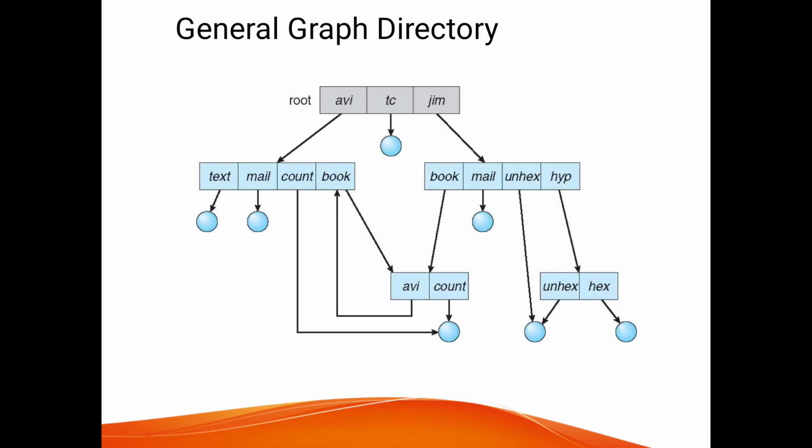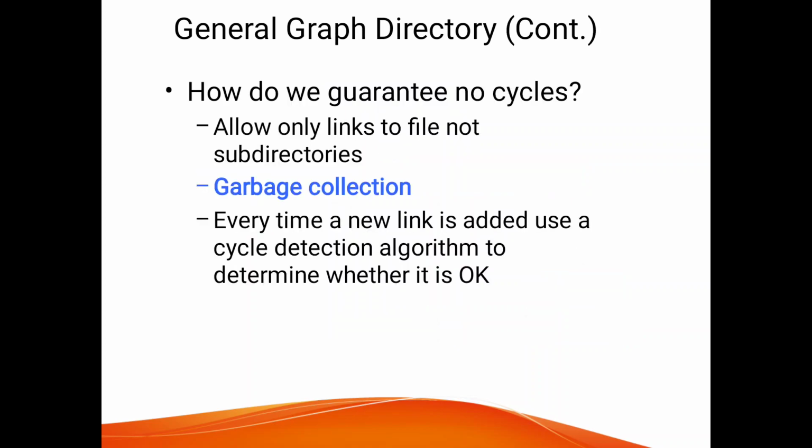So, general graph structures for the directory: how do we guarantee no cycles? Allow only links to files, not subdirectories. Garbage collection is also used. To avoid creating a cycle, every time a new link is added, use a cycle detection algorithm to determine whether it is okay. Thank you.